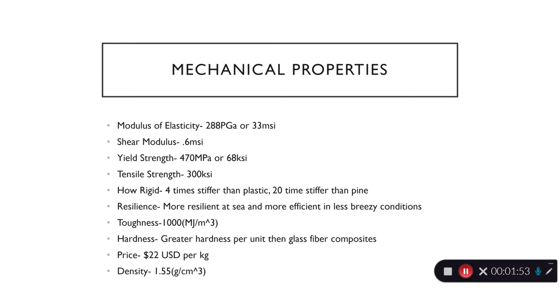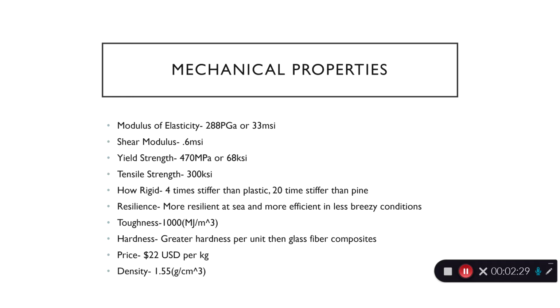I found online that the modulus of elasticity for carbon fiber is 228 gigapascals or 33 MSI. When researching the shear modulus for carbon fiber, I found many different values that varied, but the most consistent value I found was 0.6 MSI. I was then able to find both the yield strength and tensile strength of carbon fiber. The yield strength is 470 megapascals or 68 KSI, while the tensile strength is about 300 KSI.